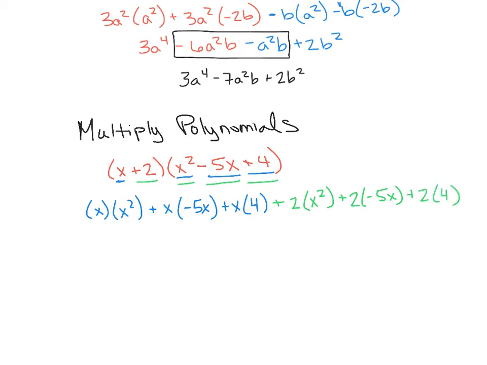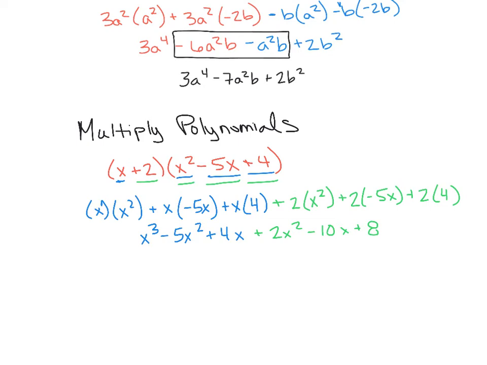Then we go through and multiply. X times x squared, we assume there's a 1 there, so we get x cubed minus 5x squared plus 4x plus 2x squared minus 10x plus 8.